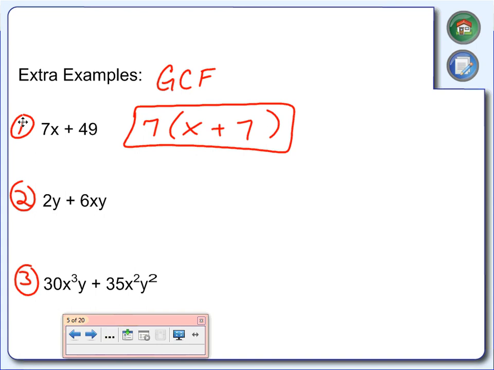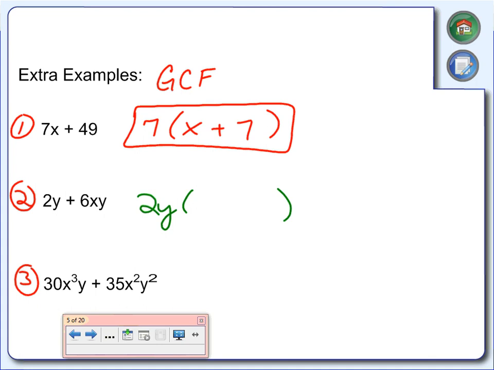Let's try the next one here. 2y plus 6xy. I'm looking for the GCF. Let's start with the big numbers, the coefficients. The 2 and the 6. What's the biggest number that goes into 2 and 6 evenly? 2. Let's see. Variables. Do they have any variables in common? Y. So that's going to be part of our GCF as well. 2y is our GCF. It's what goes outside the parentheses.